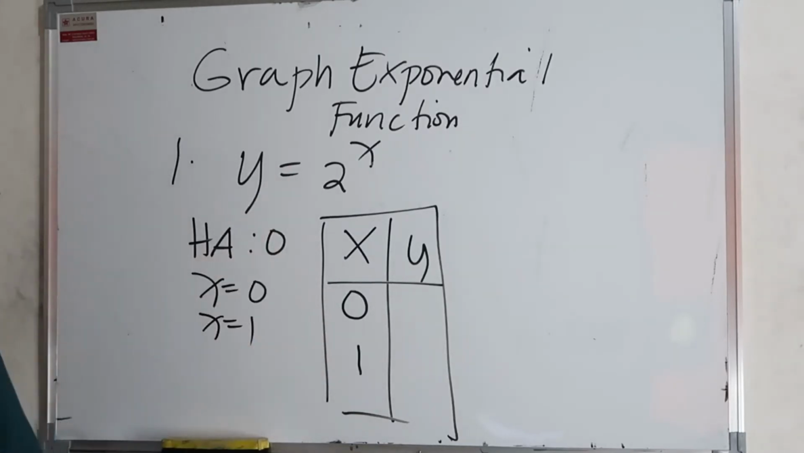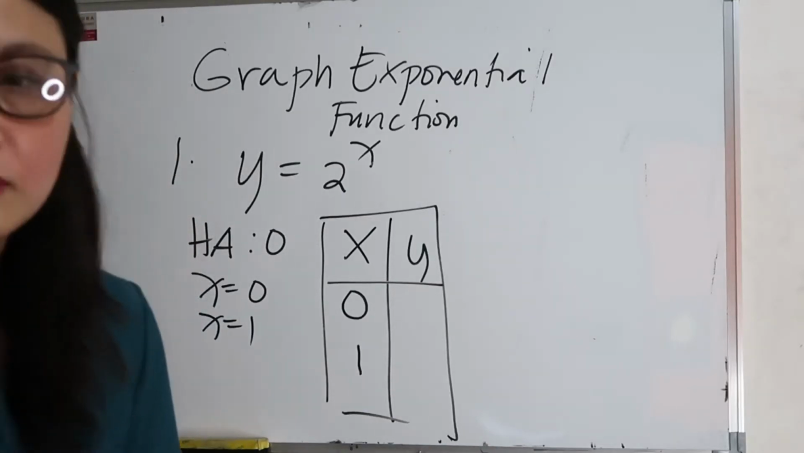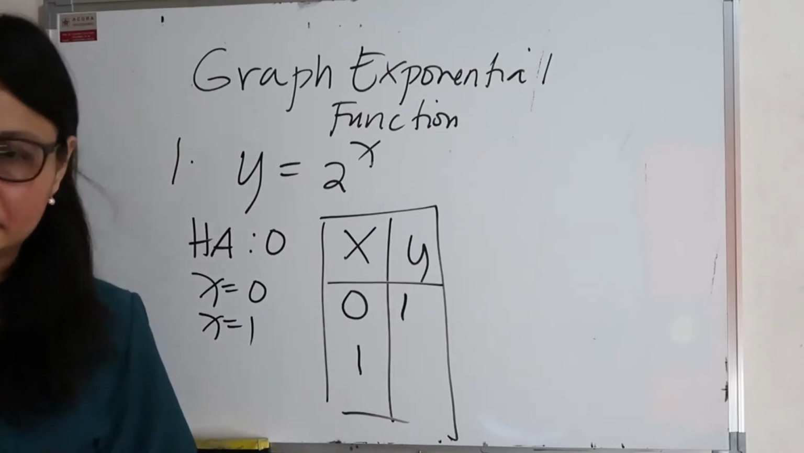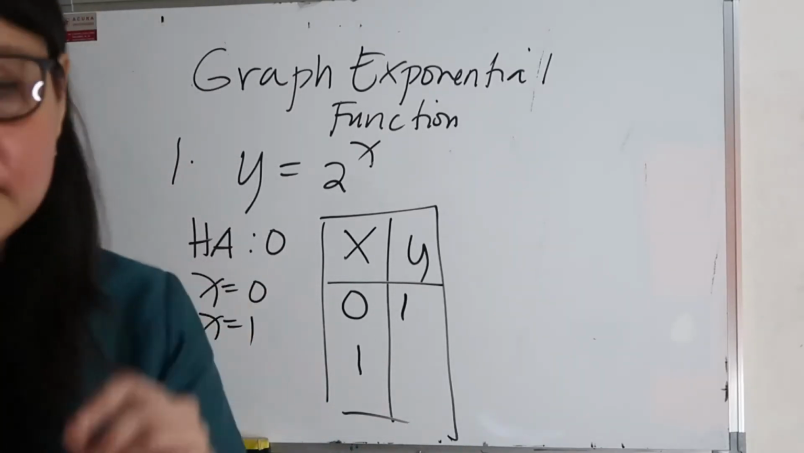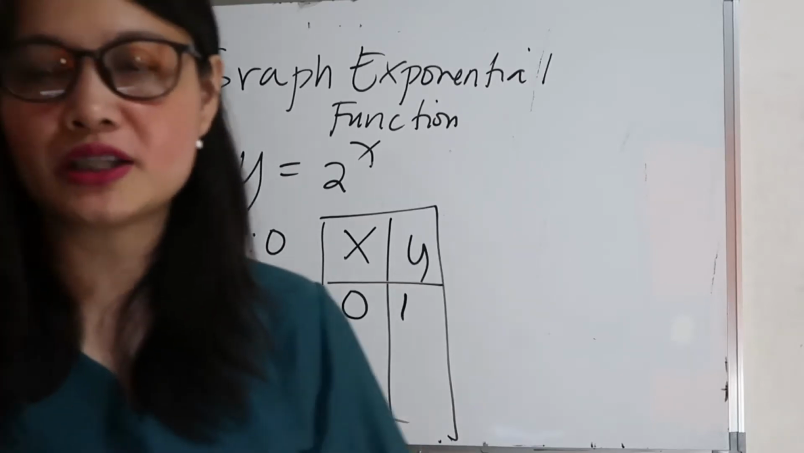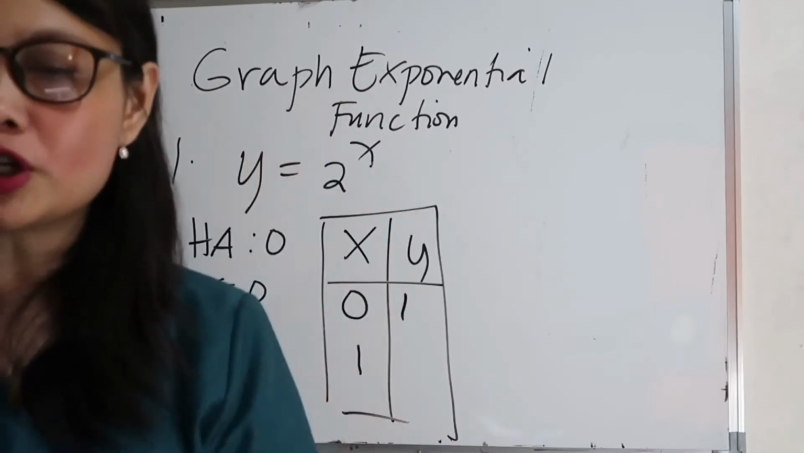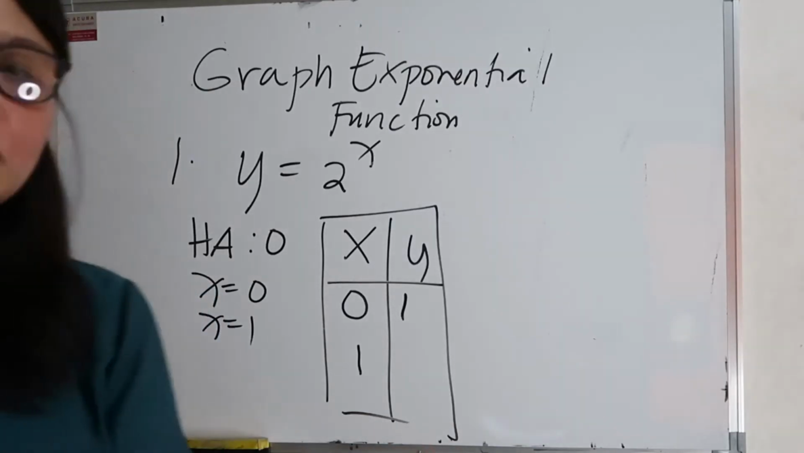If x is 0, what is the value of y? 1. Why is it 1, my dear? What's the concept behind that? What's the reason? Because any number raised to 0, the answer is always 1. Very good.